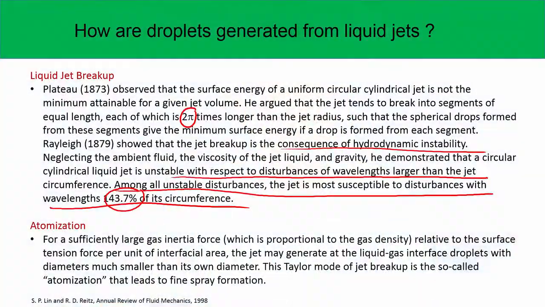And then you have atomization. Okay, this is also important, because in the gas turbine combustor, we cannot rely on the liquid jet breakup process itself. There is so much air surrounding it, swirling, or in high axial flow velocities and high tangential velocities, that you have a sufficiently large gas inertia force, which is proportional to the gas density, relative to the surface tension per unit area of the interfacial area.